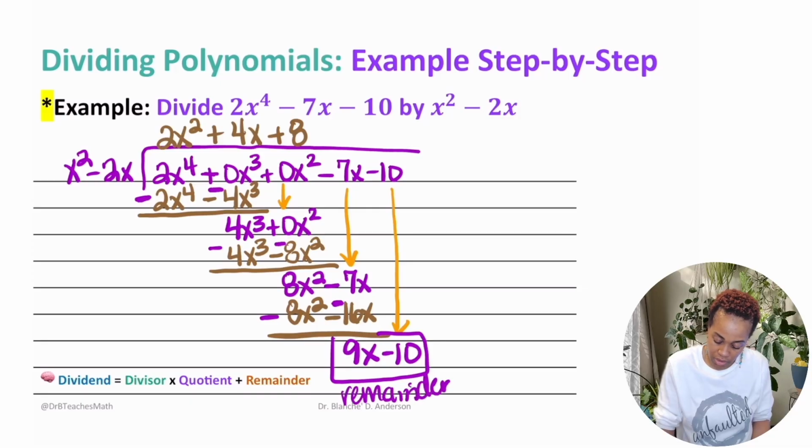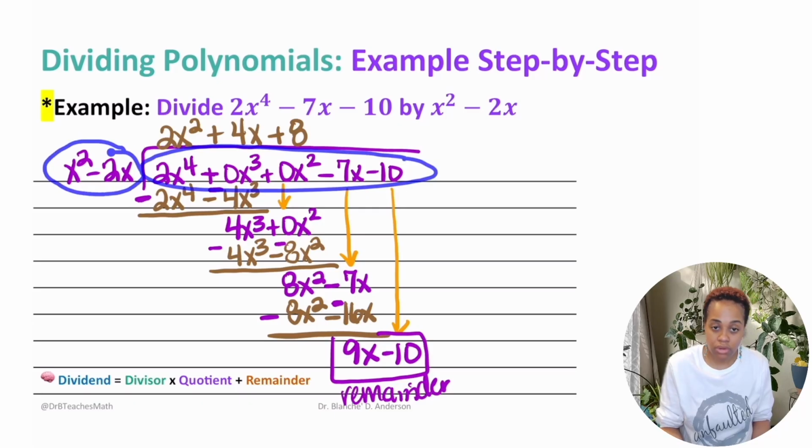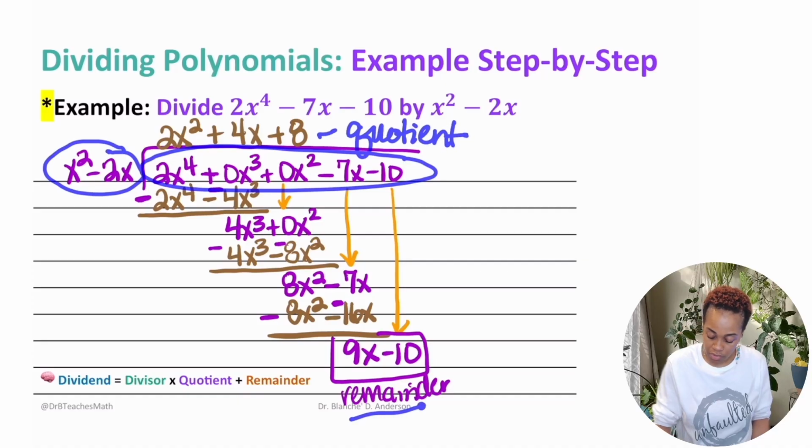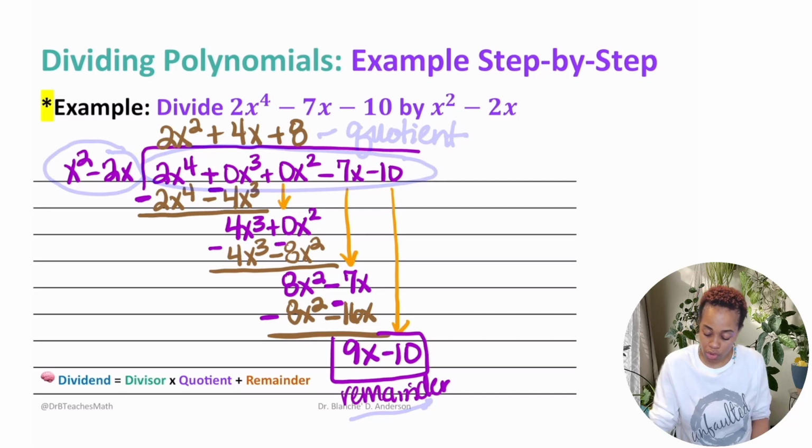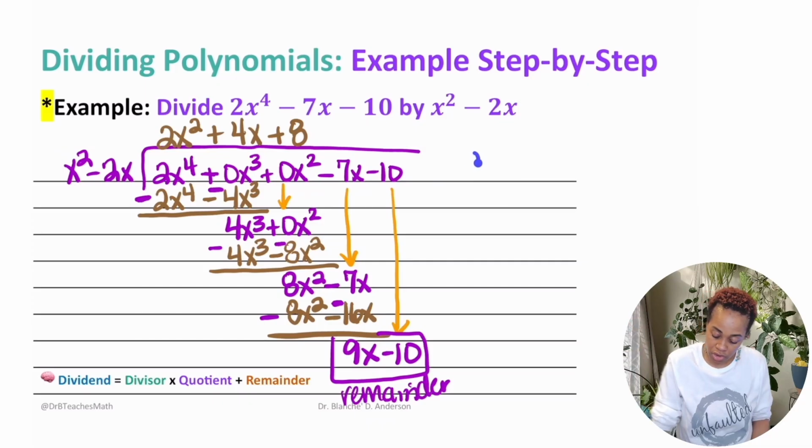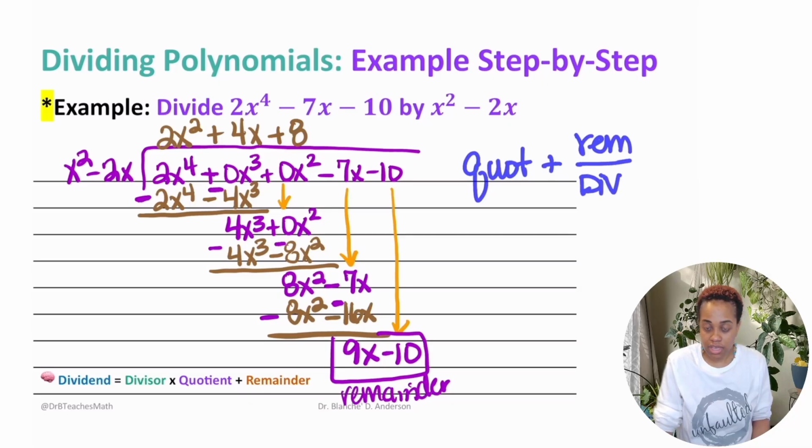Okay, so again, this is your dividend. This is your divisor. Your answer is called your quotient. And then we've already labeled this as the remainder. So when we write our answer, it's always quotient plus remainder over divisor. That's how we write our answer.